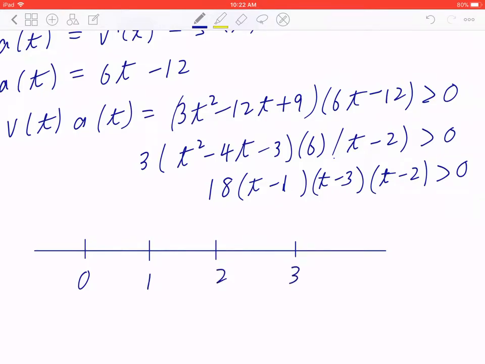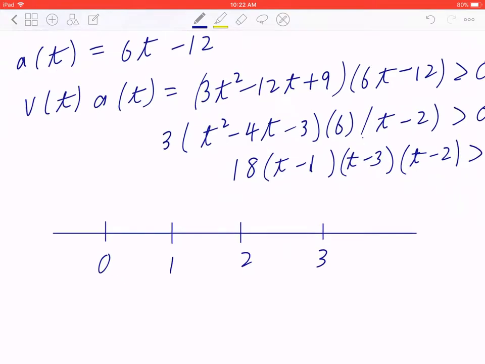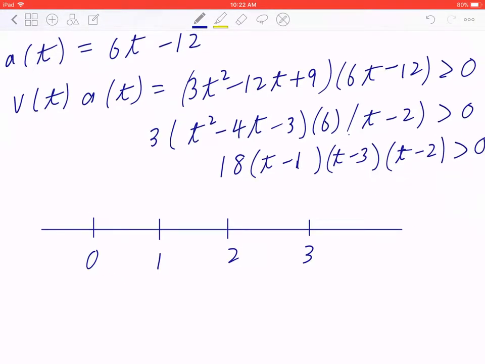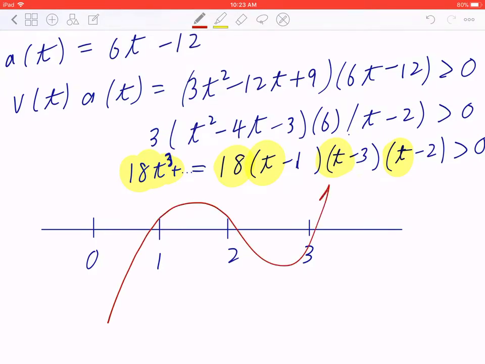Now, you could plug in different numbers for each interval, or you should also recognize that if you look at the leading coefficient, that's going to be positive odd. So because it's going to be positive odd, this implies that the end behavior is going to be from quadrant 3 to quadrant 1. So it's going to look something like this.